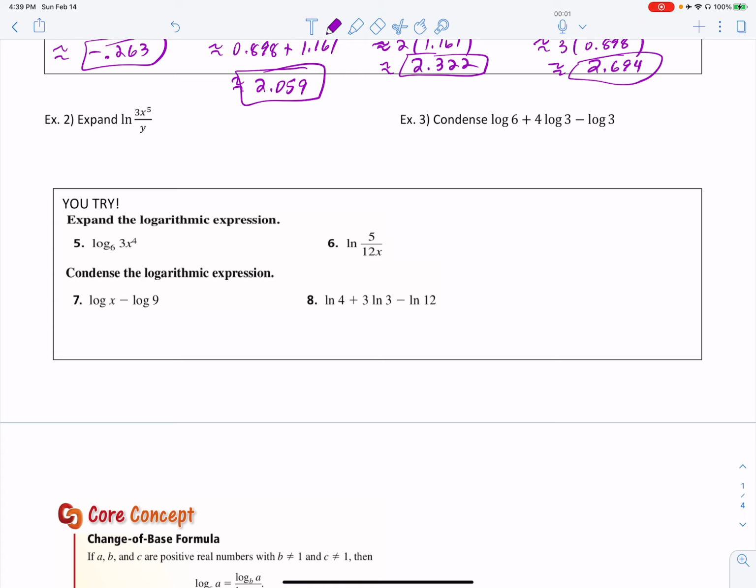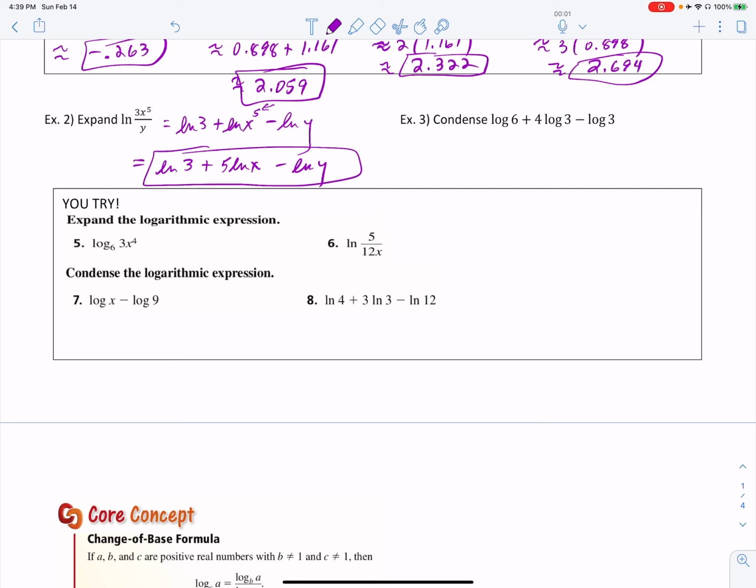And so we have a product and a quotient, and that becomes natural log of 3 plus natural log of x to the 5th minus natural log of y. Product, you have the sum, and the quotient, you have the difference. But then when you expand, we don't leave this to the 5th power. We want just arguments that are not raised to a power. So we're going to use the power property and keep going. So where you need to go to is writing this as 5 natural log of x. So we have natural log of 3 plus 5 natural log of x minus natural log of y.